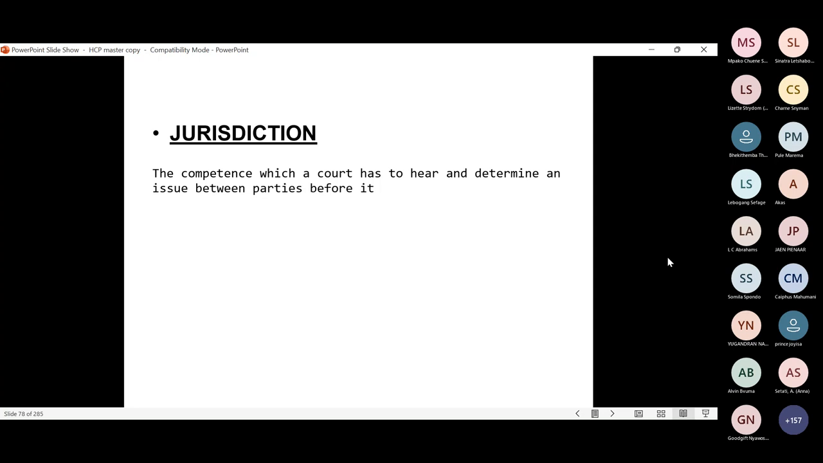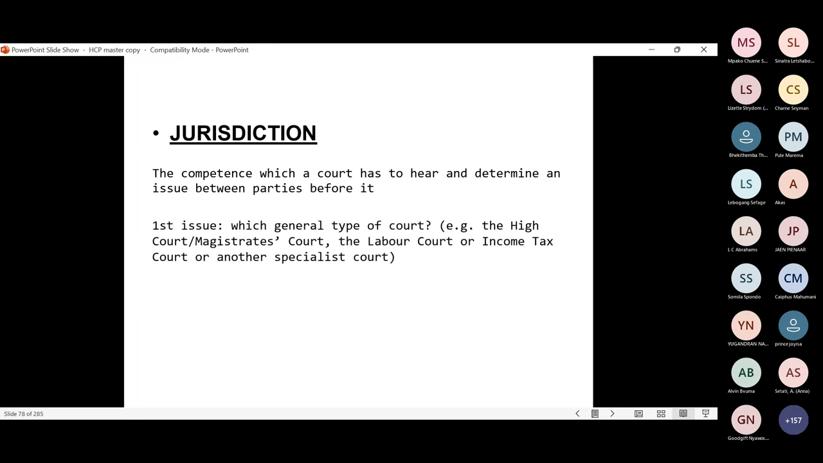Right, so the competence which a court has to hear and determine an issue between the parties before it is jurisdiction. The first issue is which general type of court can hear the matter. For example, the High Court, the Magistrates Court, the Labour Court, the Income Tax Court, or other specialist courts. We have the Land Claims Court, the Competition Tribunal, the Income Tax Court. I can't think of more courts now. It will come back to me.